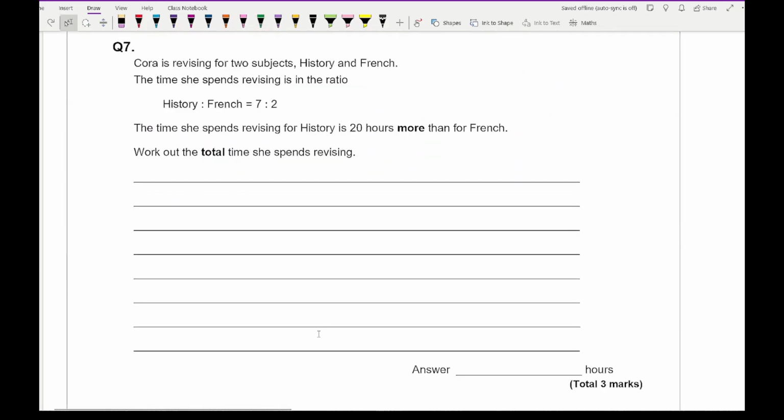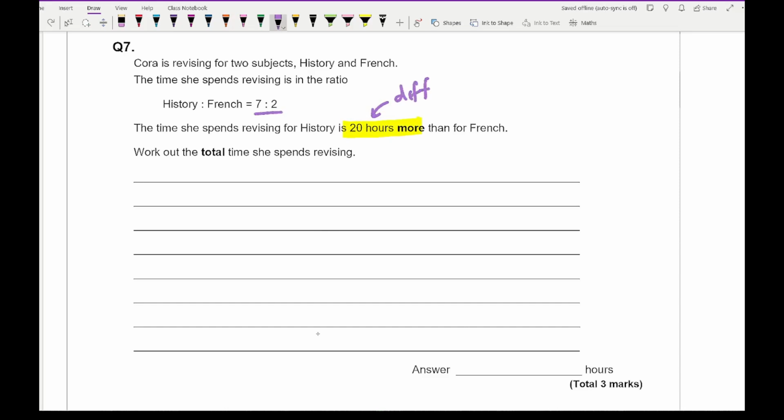Then moving on to our last question, it says Cora is revising for 2 subjects, history and French. The time she spends revising is in the ratio of history to French in the ratio of 7 to 2. The time she spends revising for history is 20 hours more than for French. Work out the total time she spends revising. So the first thing we need to notice here is that the difference between the 2 subjects of revising is 20 hours. So 20 hours is the difference.